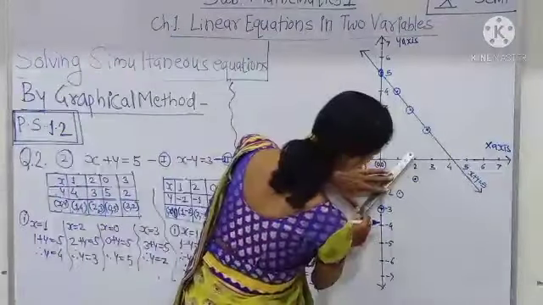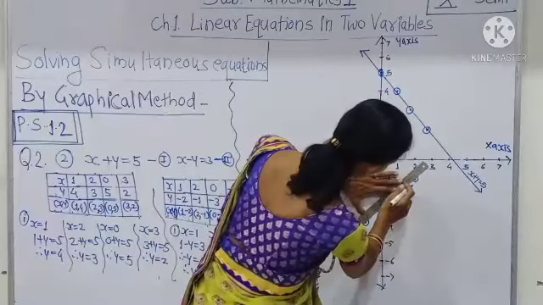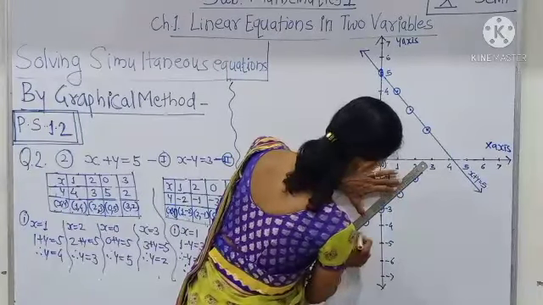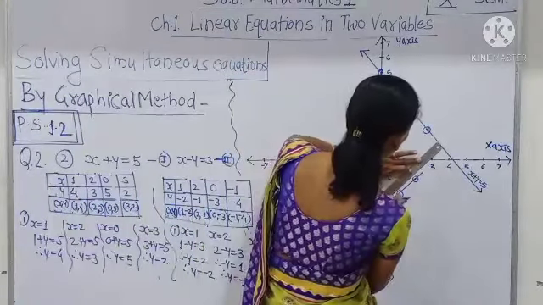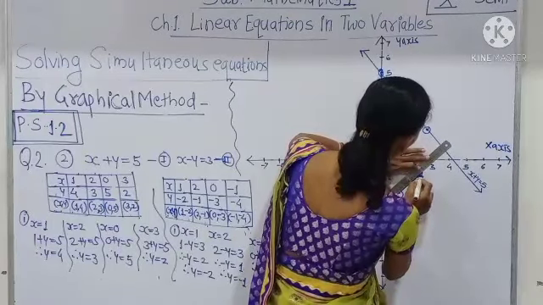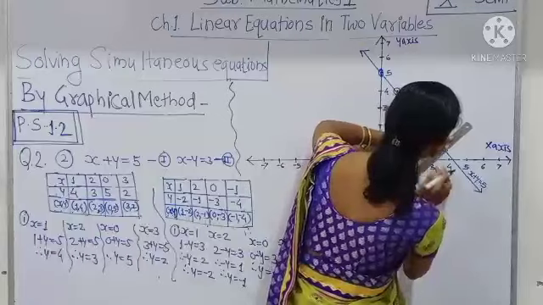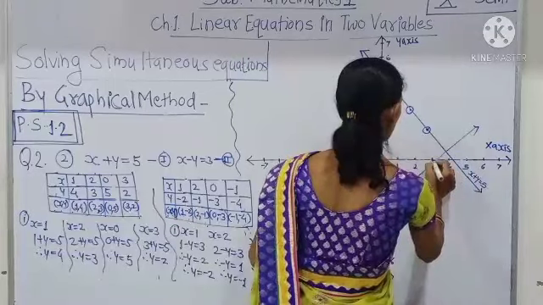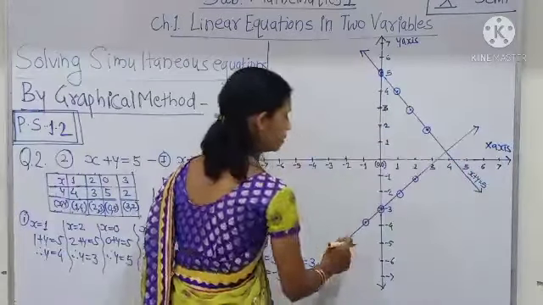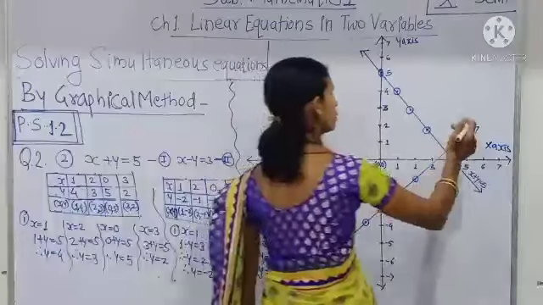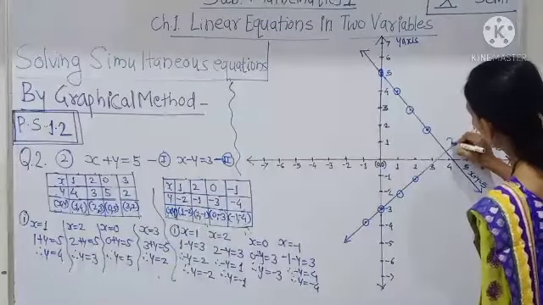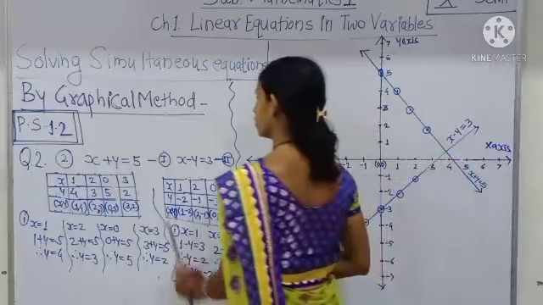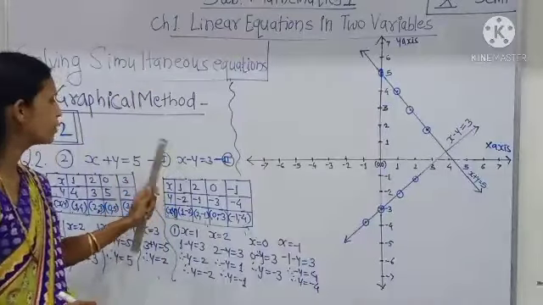Then we can also draw the line passing through all these 4 points, and that line should be extended to intersect the previous graph. Then that is the graph for equation x minus y is equals to 3. Then what is the solution of these simultaneous equations?